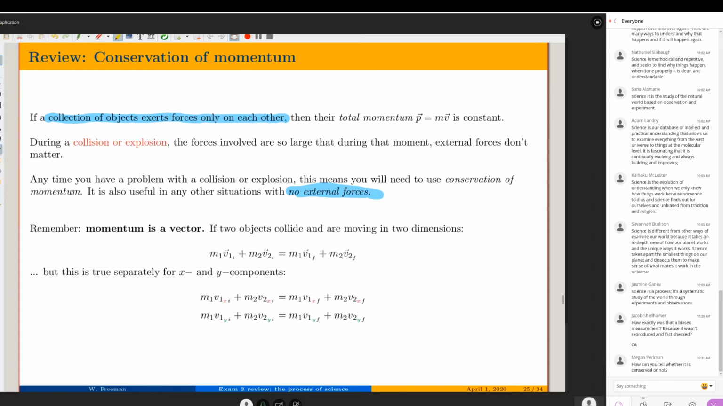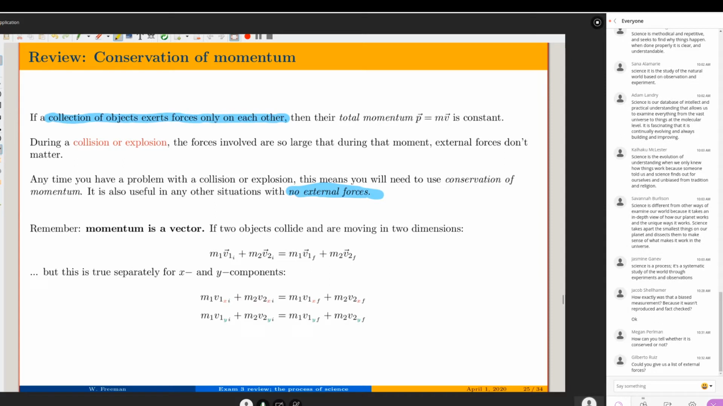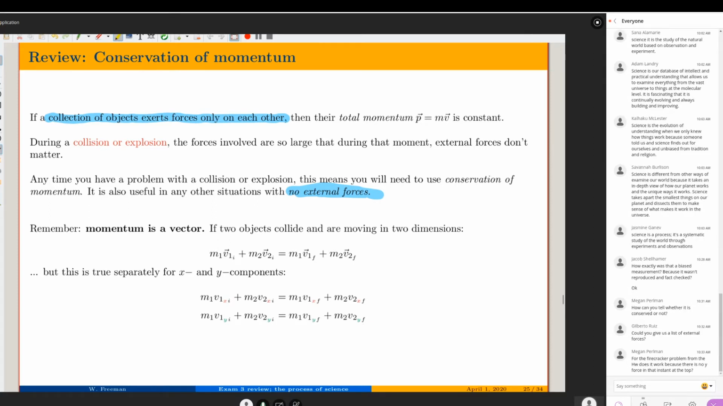Another example is if you have a solar system with only one planet. So if you've got the Earth going around the sun and the other planets aren't there, then really the only force on the Earth is the sun's gravity. The only force on the sun is the Earth's gravity. Could I give you a list of external forces? No, I cannot, because you have to think in each situation. But what I can do is tell you another situation that's going to be 99% of what you'll see.